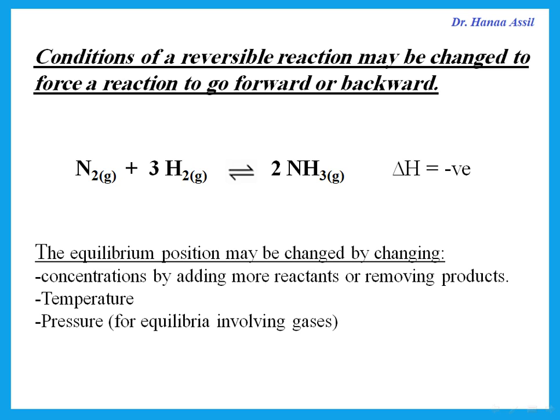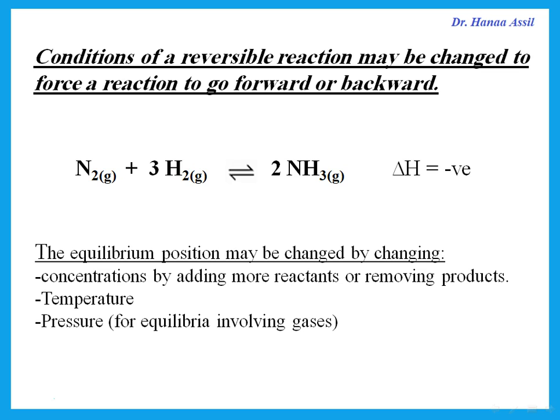So let's take a look at what this means. If I change conditions of a reaction, for example, I have the Haber process, nitrogen plus hydrogen to give ammonia, and we know that the forward reaction here is an exothermic reaction since delta H is negative. That means that as the nitrogen and hydrogen form ammonia, the reaction becomes hotter. If it goes back and the ammonia breaks up, that is an endothermic reaction, so the reaction becomes colder.